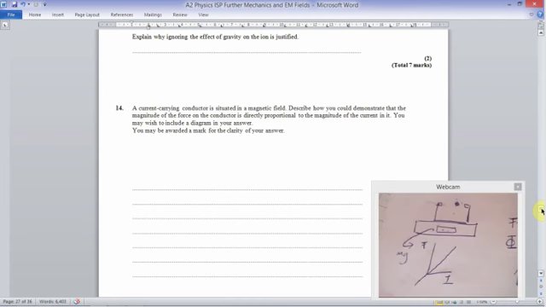A method of measuring the detected forces. So essentially we've got the idea of the scales in there that allow us to measure the size of the force. And the fourth mark comes from, again, drawing that plot to prove that it's directly proportional.